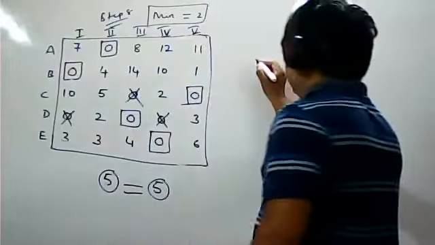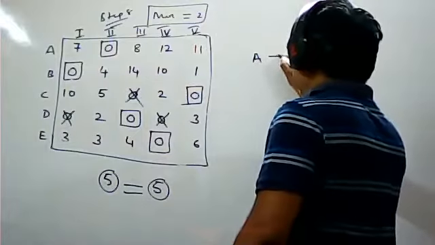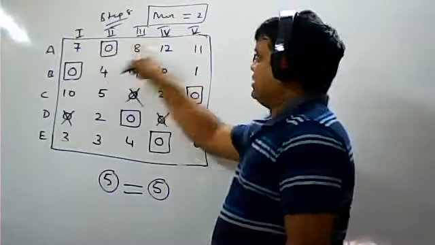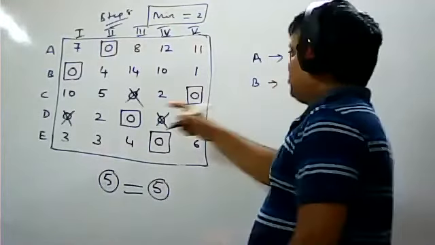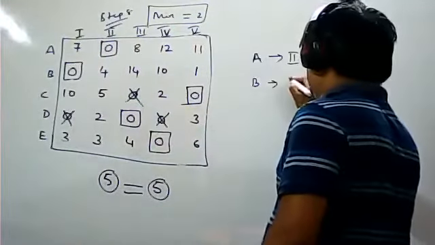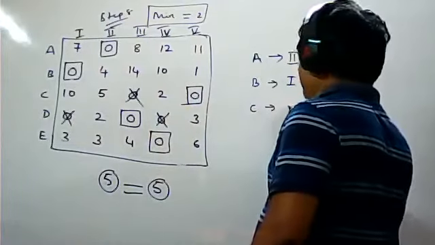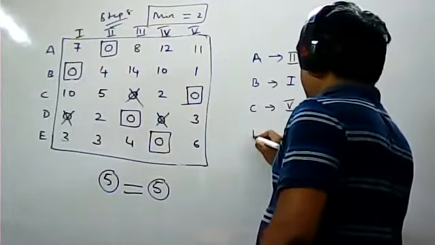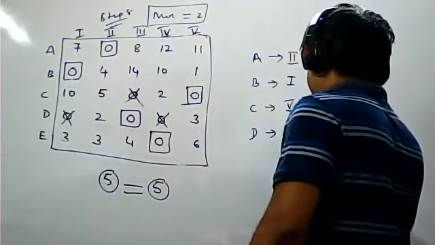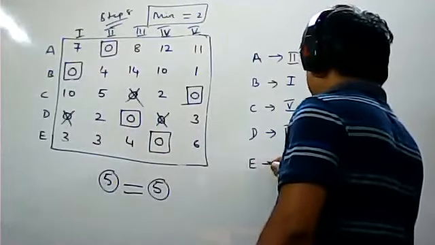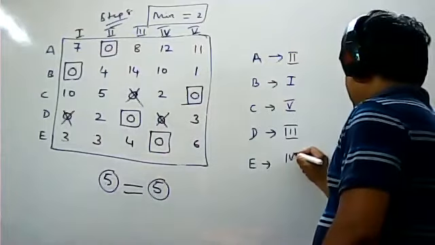And the optimum assignment is given by: A person should be assigned to which job? A should be assigned to the second job. B employee should be assigned to job 1. C employee, fifth job. D employee should be assigned to 3. Employee E should be assigned to 4.